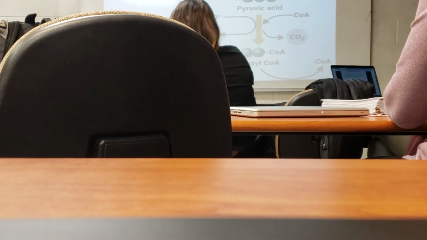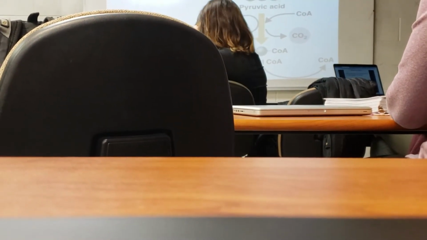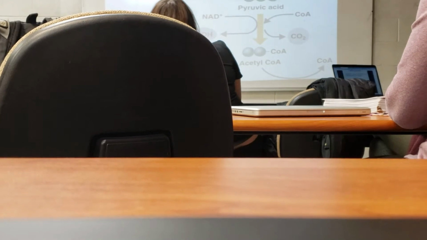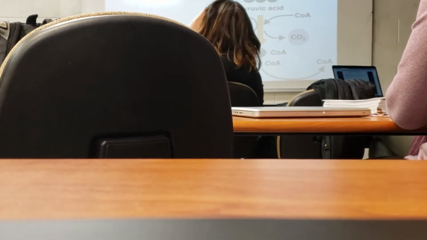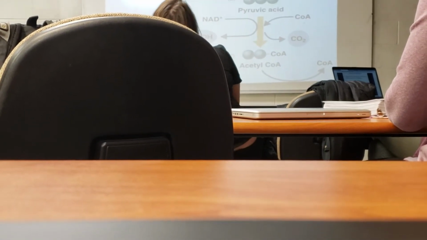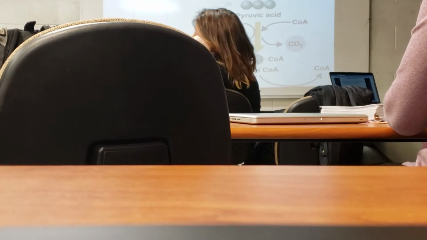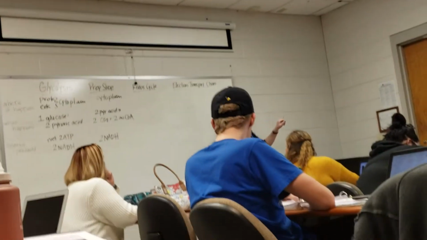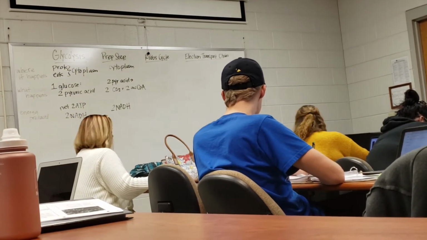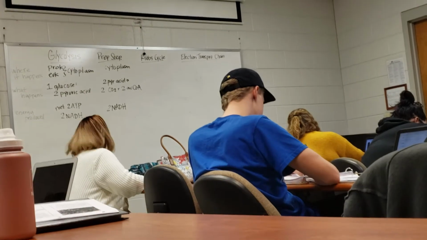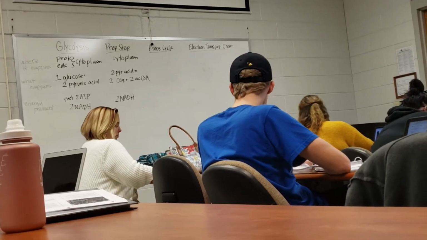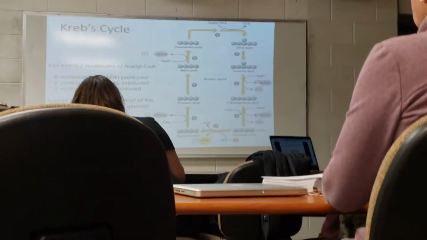You're also going to make energy. What kind of energy are we getting out of that? NADH. 2 NADH. And what is NADH doing? It's carrying electrons. So it's got lots of energy in it. Those electrons are carrying energy. Those electrons are going to come to the electron transport chain to turn into ATP. Okay? So then the next step is the Krebs cycle.